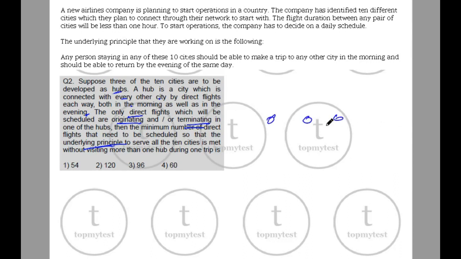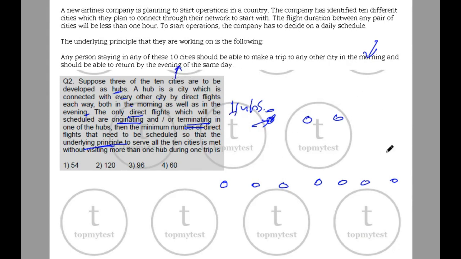3 cities which are hubs and there are other 7 cities. Now any direct flight should be to and from only these cities. Any flight should either start from the hub or end at the hub. Now the principle is, again, you should be able to take a trip in the morning as well as take a trip in the evening. Let's calculate this.